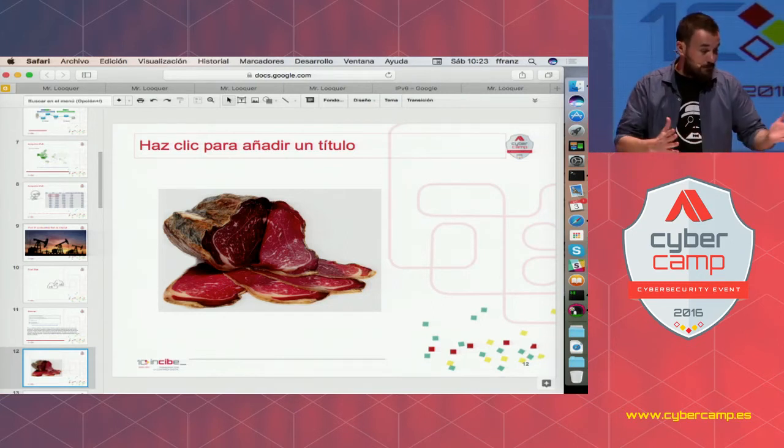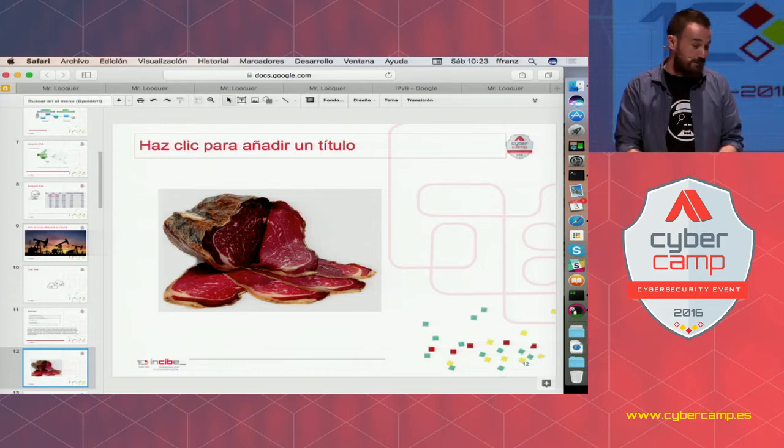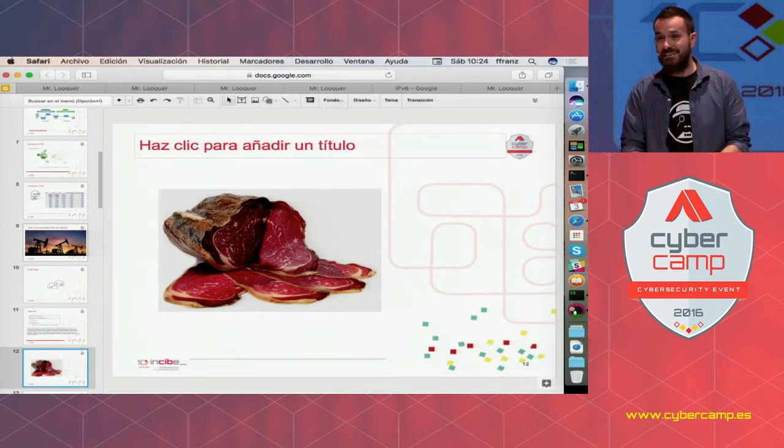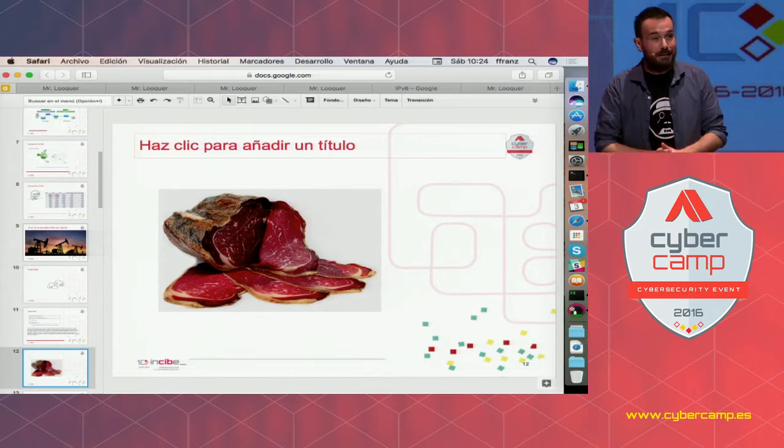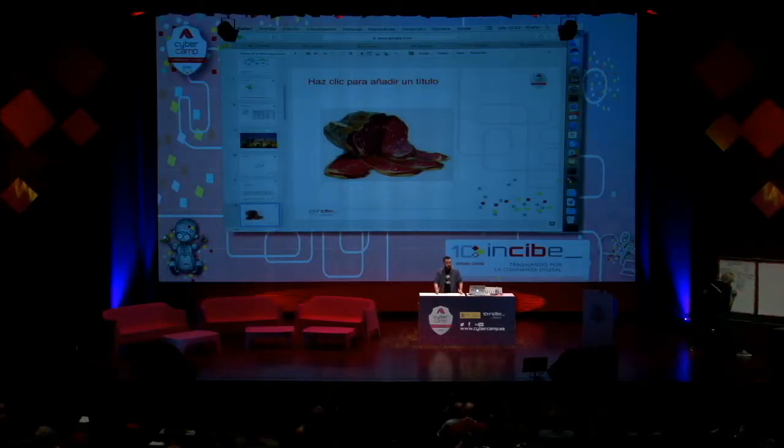Right now, because we are in León, I decided to bring this photograph with me. This is like beef jerky, typical from here. Do you know anyone from León here? Well, imagine that you have a company of beef jerky, and everyone likes beef jerky. And then imagine that your business is going very well.